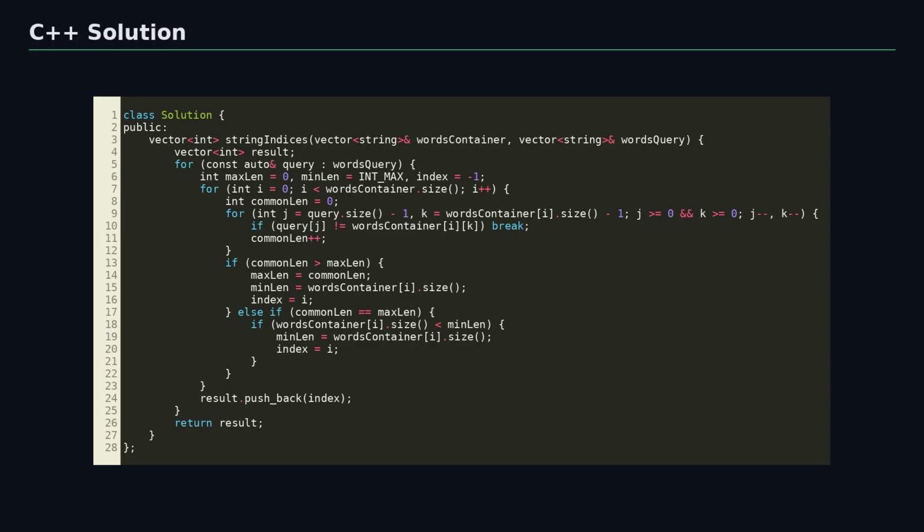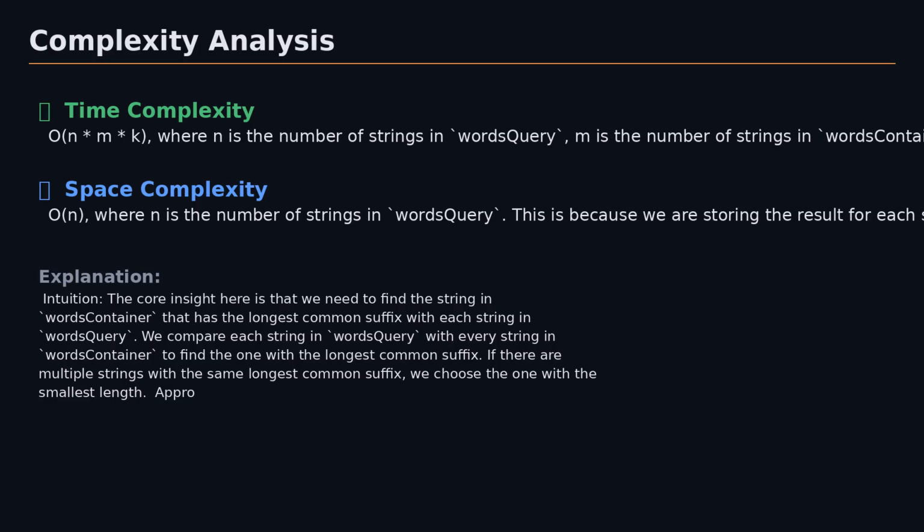We then iterate through all the strings in wordsContainer using another for loop. For each pair of strings, we compare the characters from the end to find the length of their common suffix. We use a for loop to compare the characters from the end of each string. If the characters match, we increment the common length. If we find a longer common suffix, we update our variables. If we find another string with the same longest common suffix but a smaller length, we update our result. Finally, we add the index of the string with the longest common suffix to our result vector.